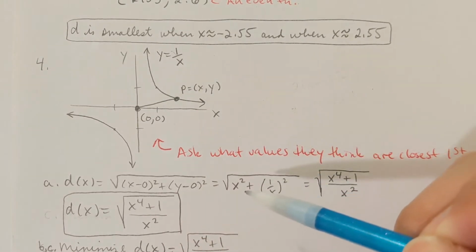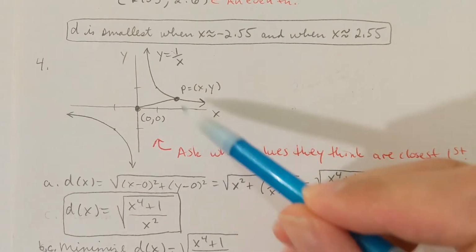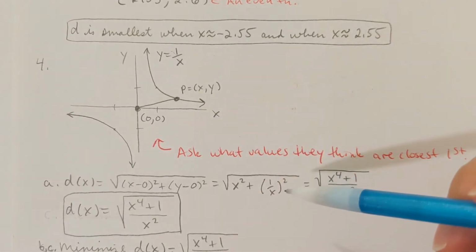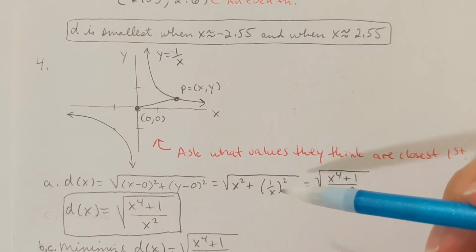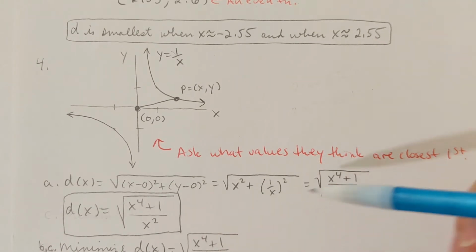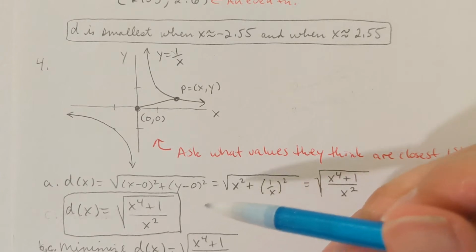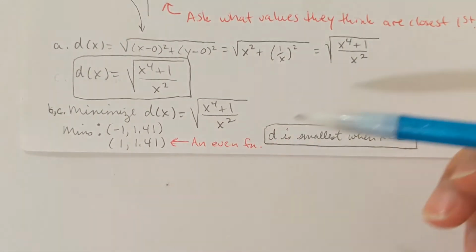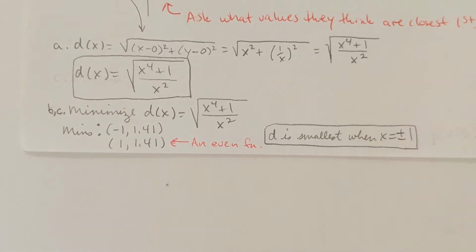So the distance, the square root of (x minus 0) squared plus (y minus 0) squared. y is 1 over x. So I got the square root of x squared plus 1 over x squared, which gives me the square root of x to the 4th plus 1 over x squared. Okay, and I want to minimize the distance.